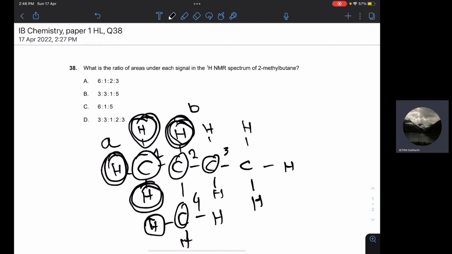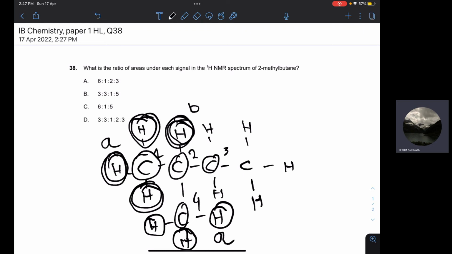Let's look at the number of hydrogens. Let's look at these hydrogens over here, the hydrogens on carbon number 4. What about these hydrogens? Are these hydrogens in the same environment as any other, or are they in a new environment? Well, you may look at this and say that they are in a different environment, but that is actually not true. They are in the same environment as the hydrogens in A. They are in the same exact environment.